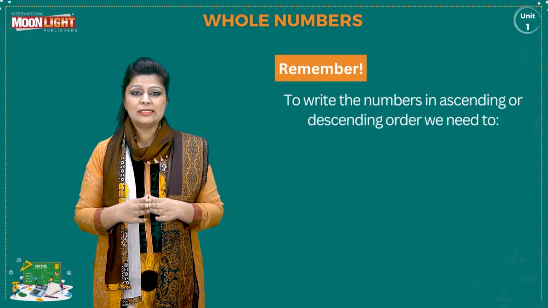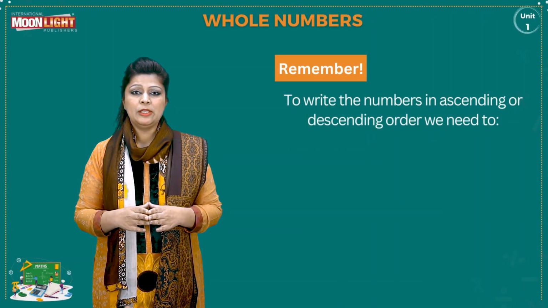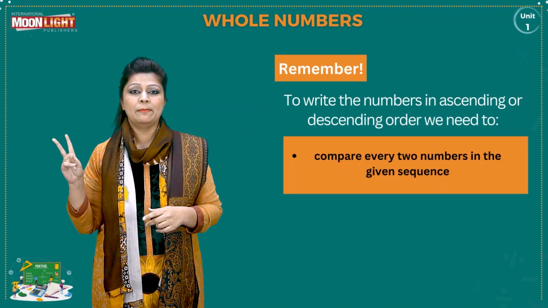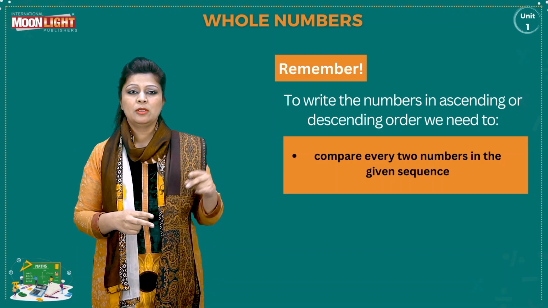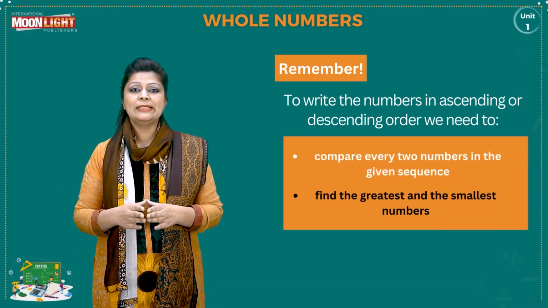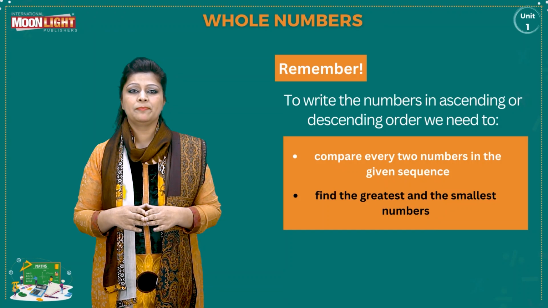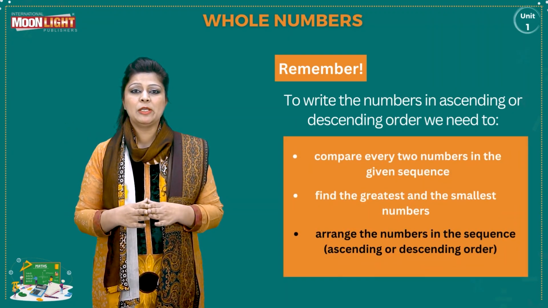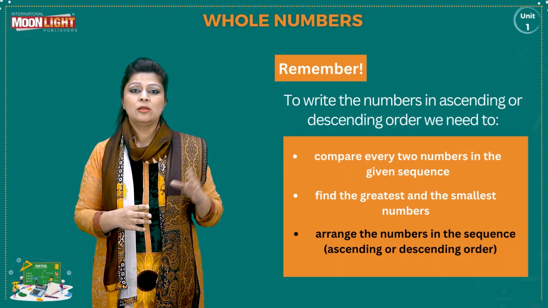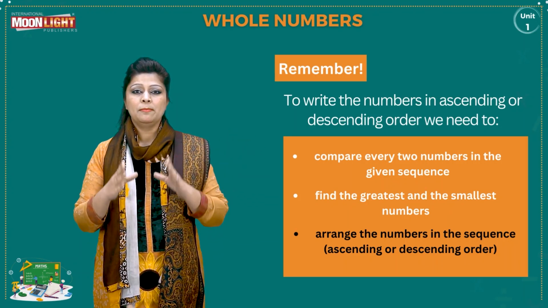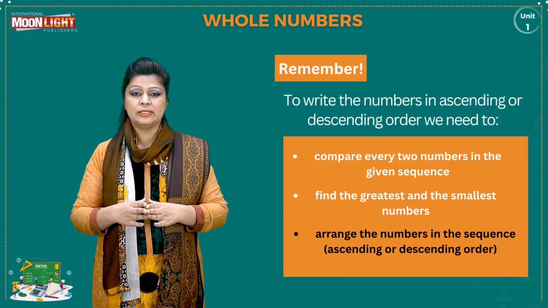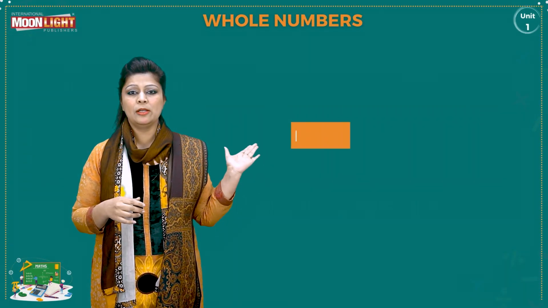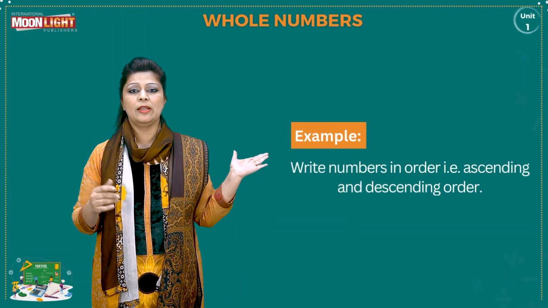To write the numbers in ascending or descending order, we need to: number 1, compare every two numbers in the given sequence. Number 2, find the greatest and the smallest number. Number 3, arrange the numbers in sequence. That means ascending order is from the smallest to the greatest number. Now let's solve an example of writing numbers in ascending or descending order.